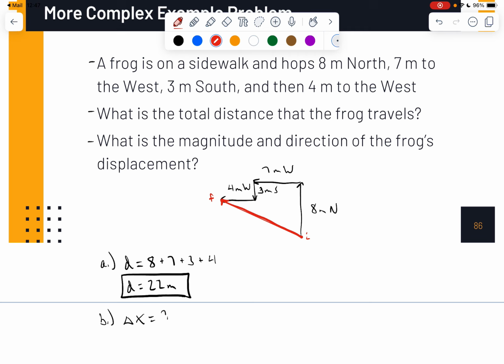Anytime we have this diagonal line, our job in physics is to break it apart into a right triangle. We want to have a side A and a side B, where that displacement ends up being the hypotenuse of our triangle.